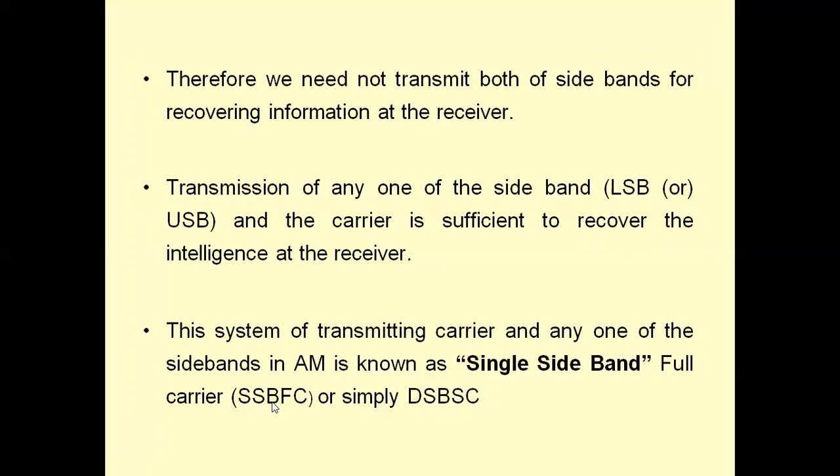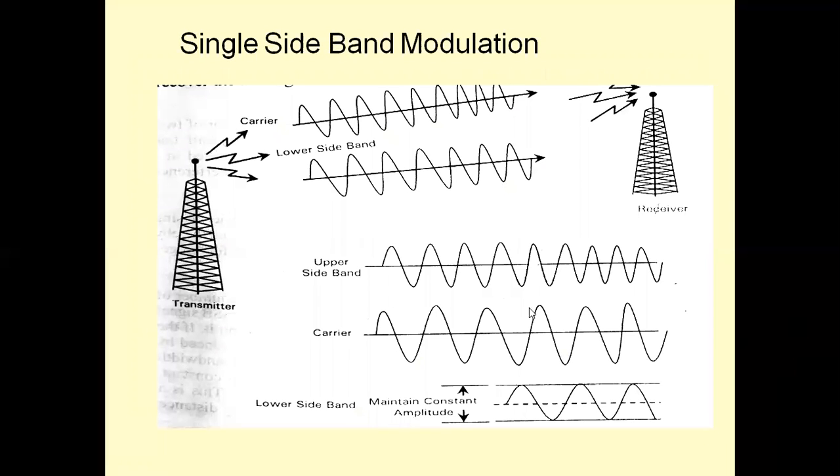Single sideband full carrier means the carrier is present and one sideband is present. There is no need to transmit the carrier even. We can transmit only one sideband. That results in SSB modulation. In SSB modulation, we are transmitting only one sideband.